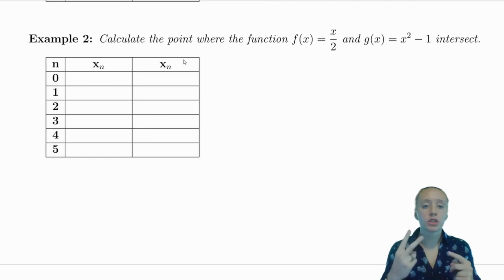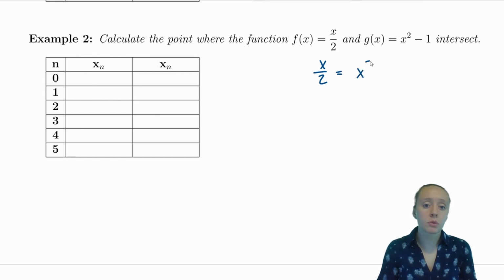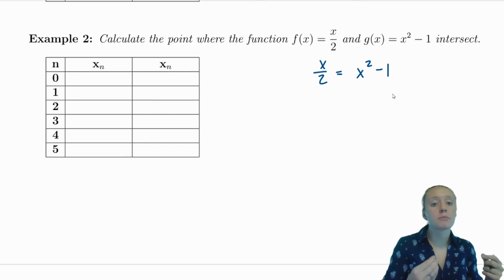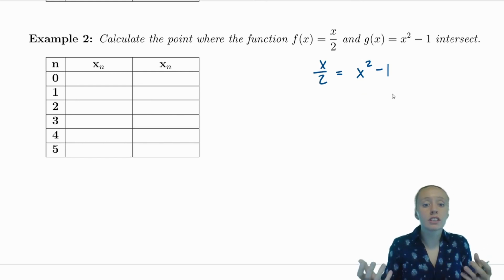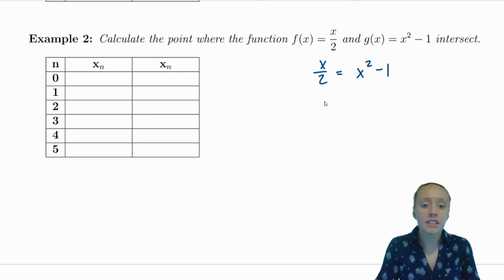So remember, when two functions intersect, that's when their function values are equivalent. So I'm going to see when x over 2 is equal to x squared minus 1. But how can I use Newton's method? Remember, Newton's method helps me find the roots, so I just have to figure out how to have some function equal 0. So I'm going to say that 0 is equal to x squared minus x over 2 minus 1.